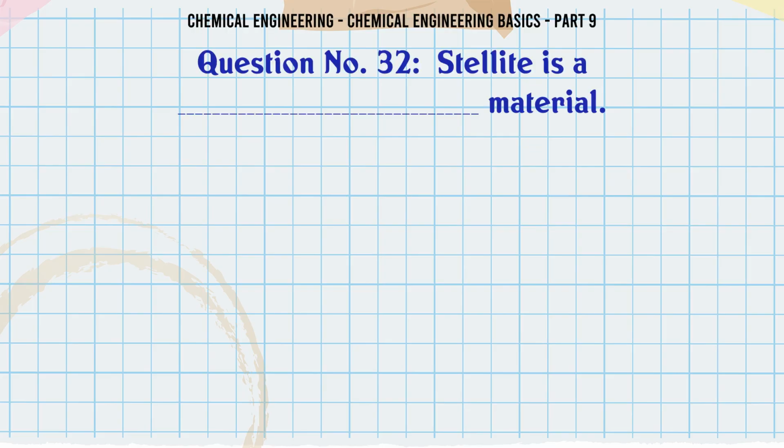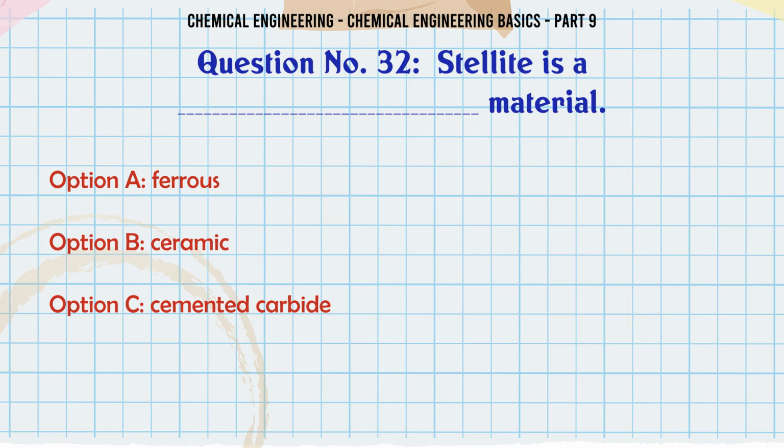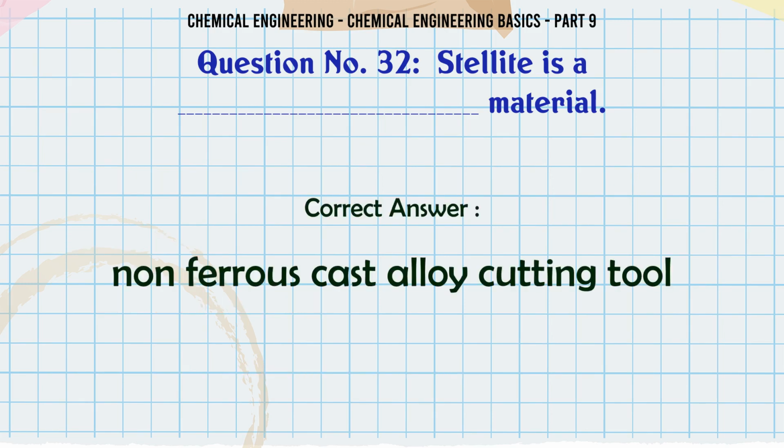Stellite is a material: A. ferrous, B. ceramic, C. cemented carbide, D. non-ferrous cast alloy cutting tool. The correct answer is non-ferrous cast alloy cutting tool.